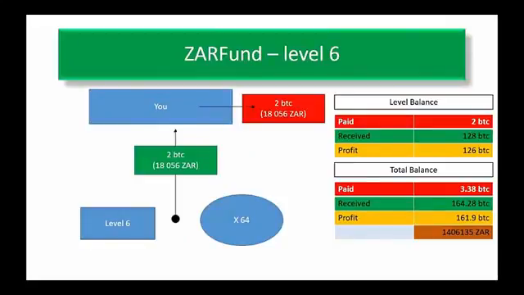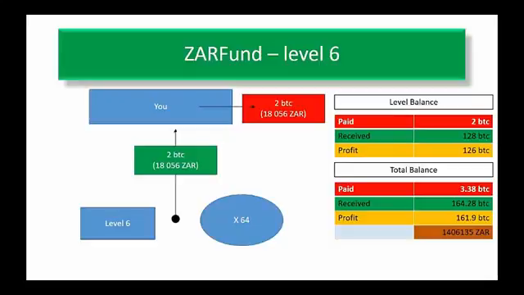When we look at the accounts on level 6, you have paid to be on level 6 2 Bitcoins. When 64 people pay you 2 Bitcoins each as well to get to level 6, you've accumulated 128 Bitcoins. You now minus what you had to pay for level 6 from what you've received on level 6, and you're sitting on profits of 126 Bitcoins.